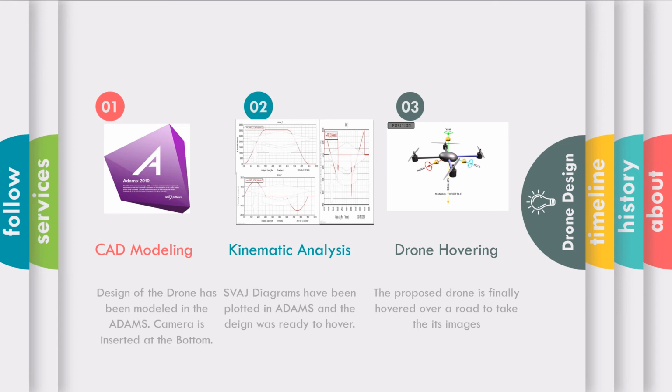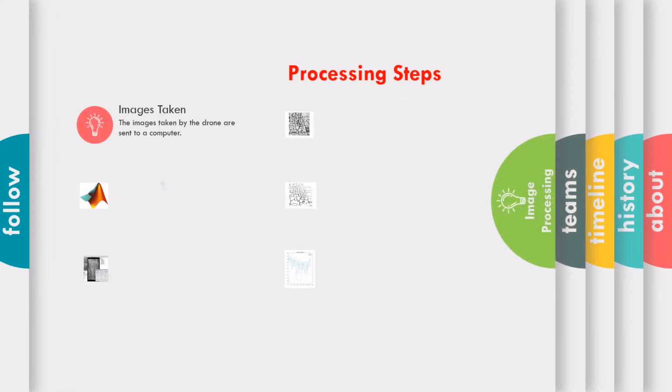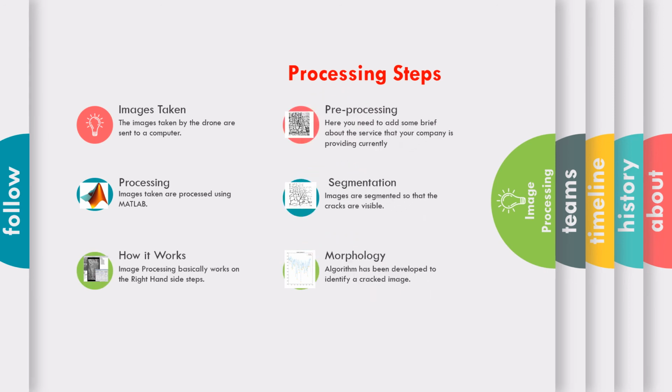Now on the next slide, we will show that the images will then be analyzed in MATLAB, and MATLAB will decide whether the road is cracked or not. When the drone has taken these images, they are sent to a computer containing the software MATLAB. MATLAB is a very powerful software which is used for deep learning, artificial intelligence, and machine learning. We will perform image processing techniques. MATLAB contains powerful functions which have been used over the years to differentiate between cracked and non-cracked images. Our image processing will involve the following three steps.